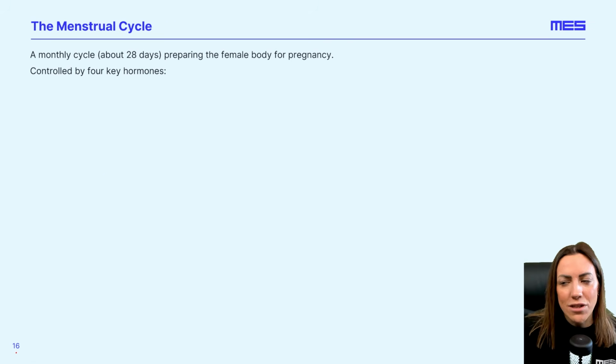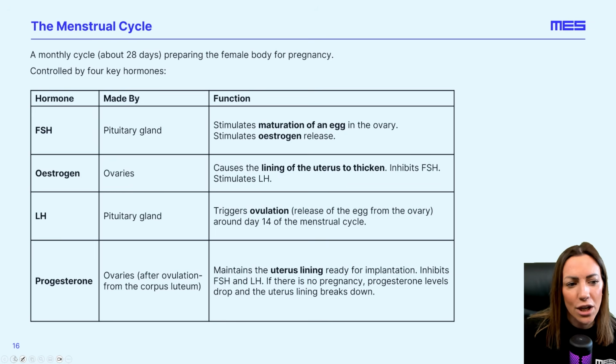Now, the menstrual cycle is a monthly cycle. It's about 28 days on average. It can vary slightly from female to female, but its role is to prepare the female body for pregnancy. And we're going to go through these hormones now in more detail. So FSH, you've got to learn this, right? FSH is a hormone. It's a chemical messenger, travels in the bloodstream.